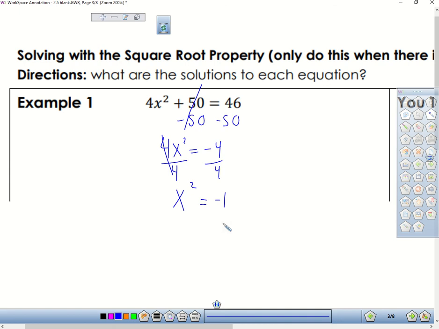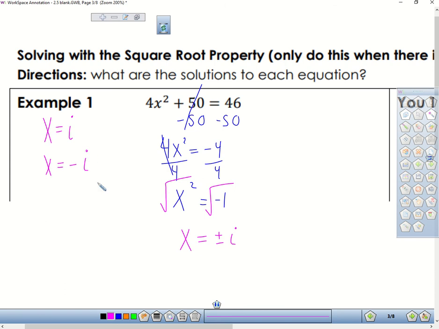Now, in Friday's lesson, we learned how to take the square root of a negative, which is going to be important here. So, how do I get rid of a second power in math? Square root. Good. We take the square root of both sides, which leaves me with x equals. Remember, when you take the square root, you have to do plus or minus. Now, what is the square root of negative 1? I. So your two solutions are x equals i and x equals negative i.